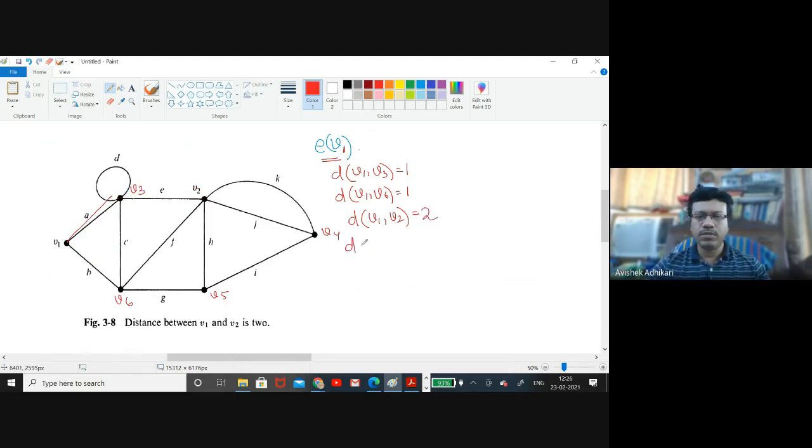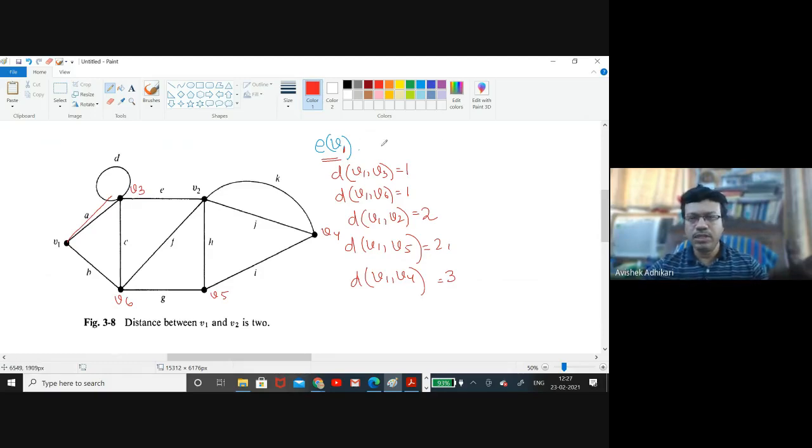So distance between V1 and V5, how much? It's again 2. So the distance between V1 and V4, V1 and V4 is how much? 1, 2, 3. So you have exhausted V2, V3, V4, V5 and V6. So you have exhausted all of them.